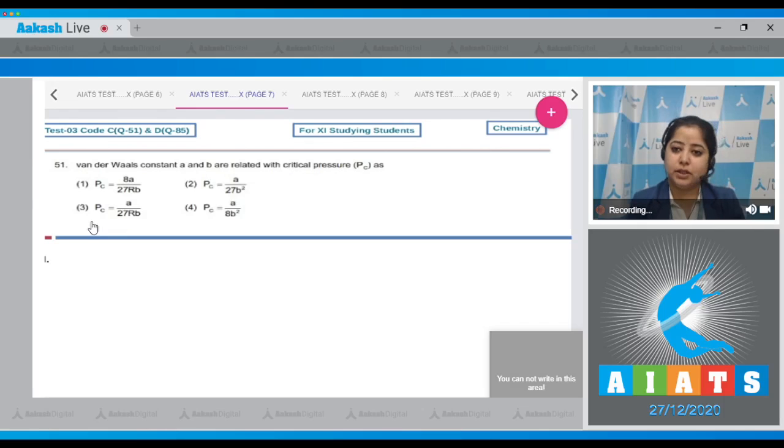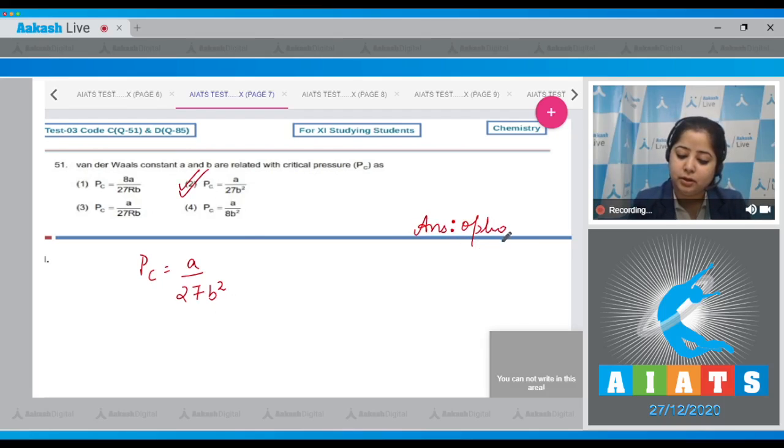51. Let's read it. Van der Waals constants A and B are related with critical pressure PC as. Student, I'm writing the correct formula that relates critical pressure and Van der Waals constants A and B. PC is equal to A upon 27 B square. That means the correct formula is represented in option number 2. So here I'm writing, the correct answer is option number 2.